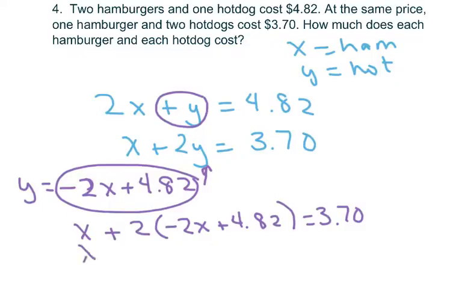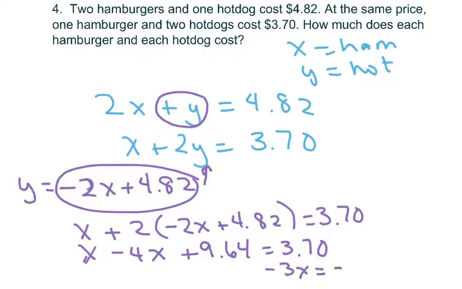And that's going to give me x minus 4x plus 9.64 equals 3.70, which means negative 3x equals negative 5.94. And you divide by negative 3, you get x equals $1.98.